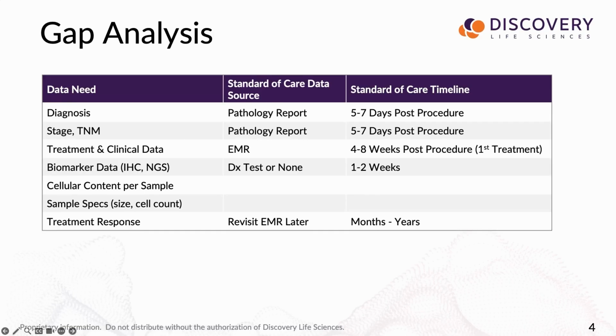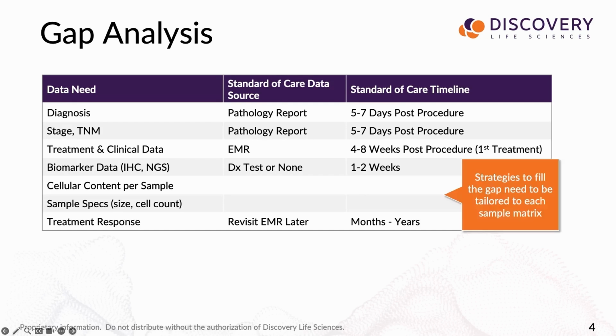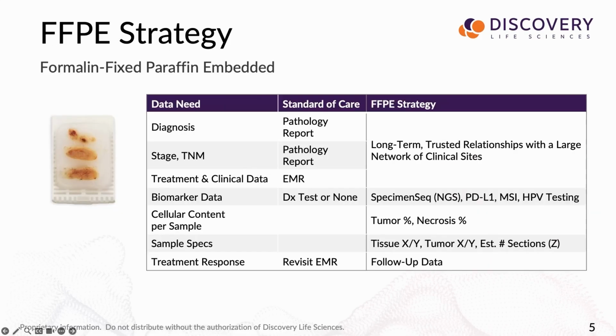And that's a place where biobanks come in, because you are buying prepared, preserved, banked samples, there's now been time for the path report, the diagnostic test results, right? All of that data to be generated and then brought in and matched up with the applicable samples. And our strategies to fill this data gap need to be tailored to each sample matrix. So we're going to talk through the most common tissue sample matrices individually. The first is formalin fixed paraffin embedded. This is FFPE.